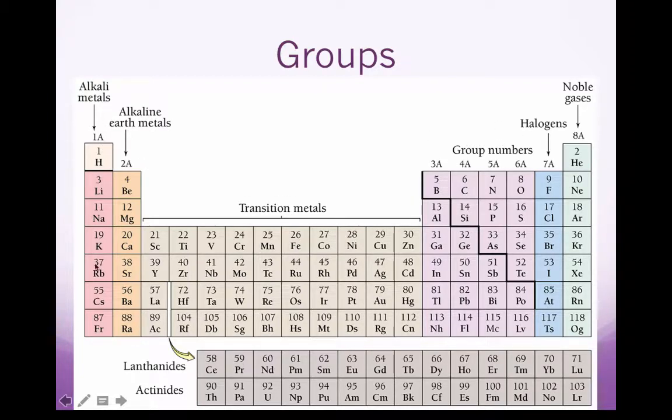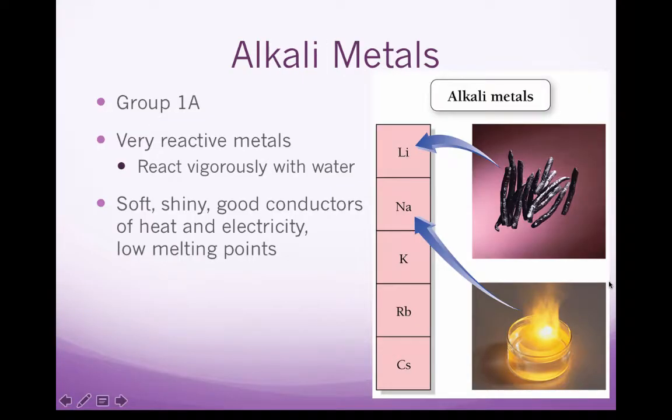So here are the alkali metals. Group 2 is the alkaline earth metals. Group 7A are the halogens, and group 8A are the noble gases. So let's talk about the alkali metals. These are group 1A, or just group 1 you'll see on some periodic tables.